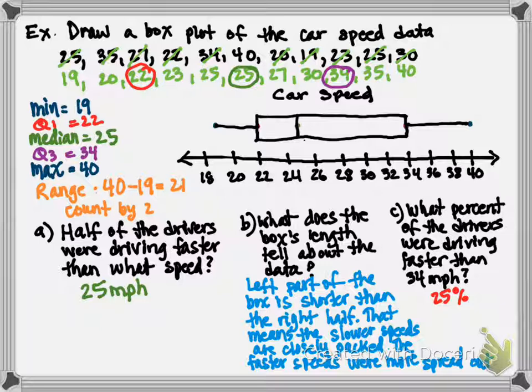Okay, now on a test I would write 25% of the drivers were driving faster than 34 miles per hour. But you see what I did here. I didn't leave myself a lot of room to work. So again, the key idea to remember, each piece is 25%, with the box representing 50% of the data.